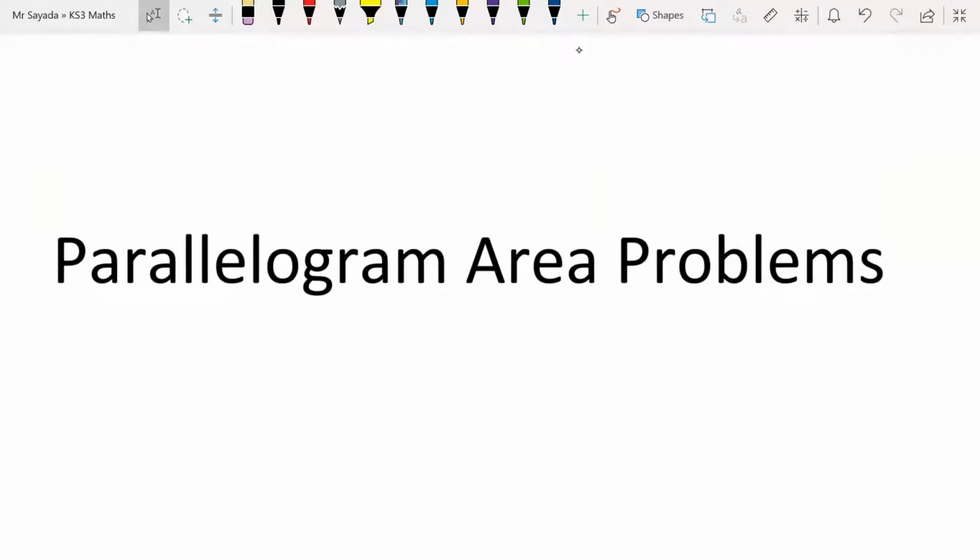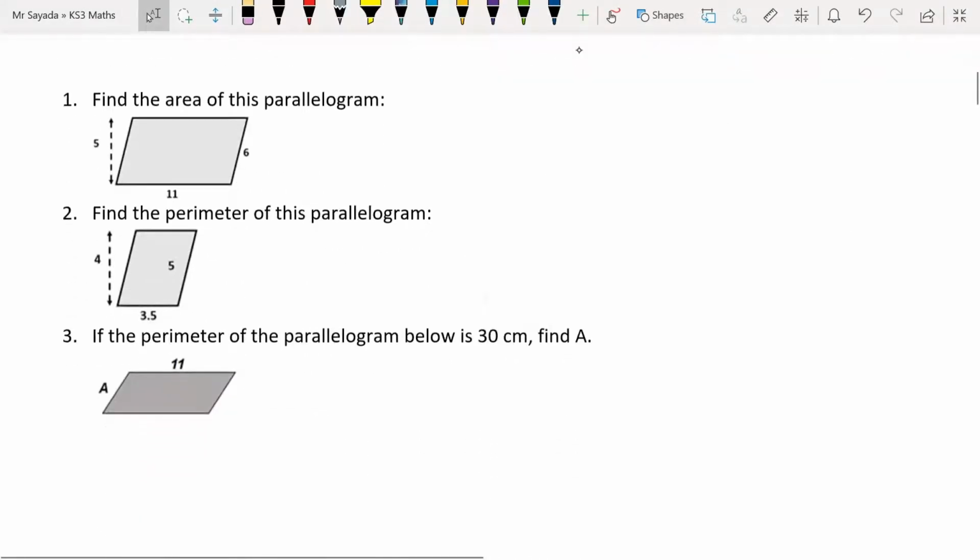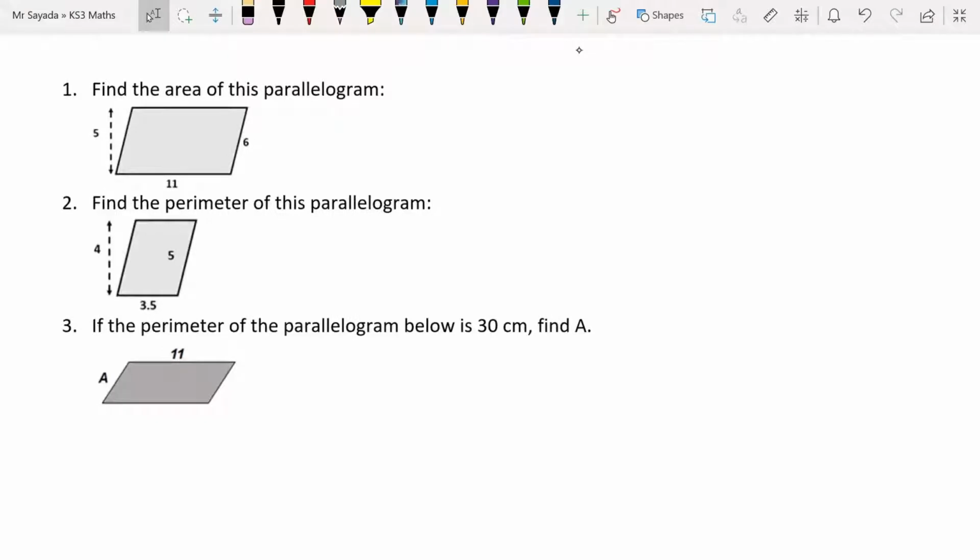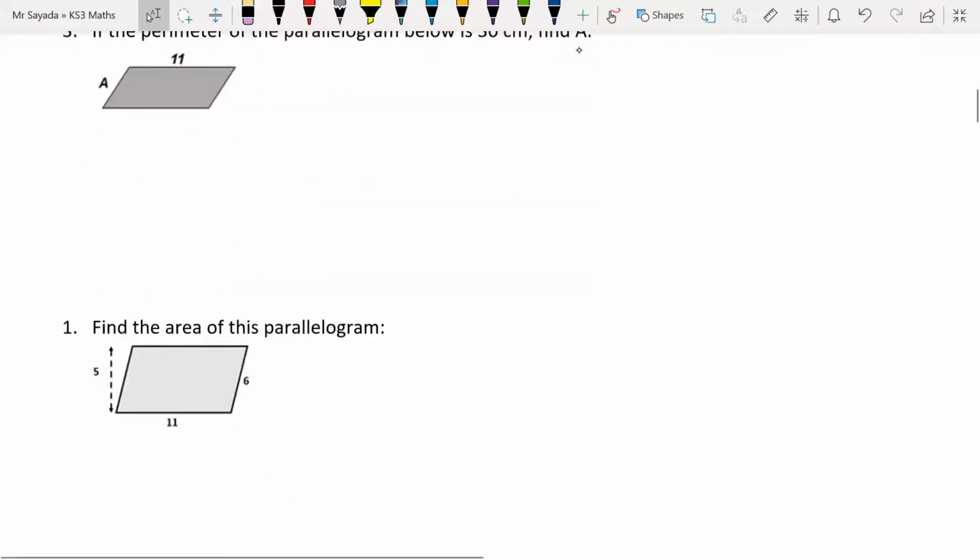In this video, we're going to solve some problems related to the perimeter and the area of parallelograms. Please do these questions in your exercise book now. Pause the video while you do that. Press play once you're ready. You should have now done these three questions. I'm going to go through them one by one to make sure that you know how to do simple problems finding areas and perimeters of parallelograms.